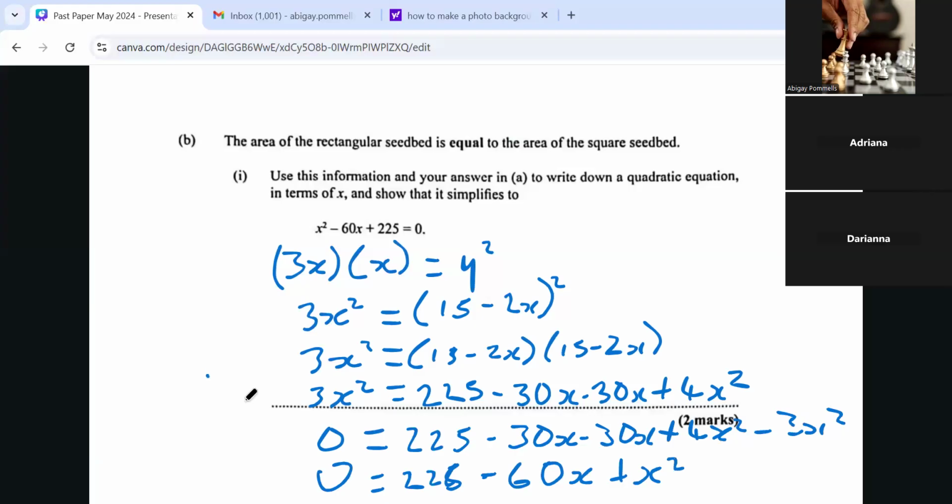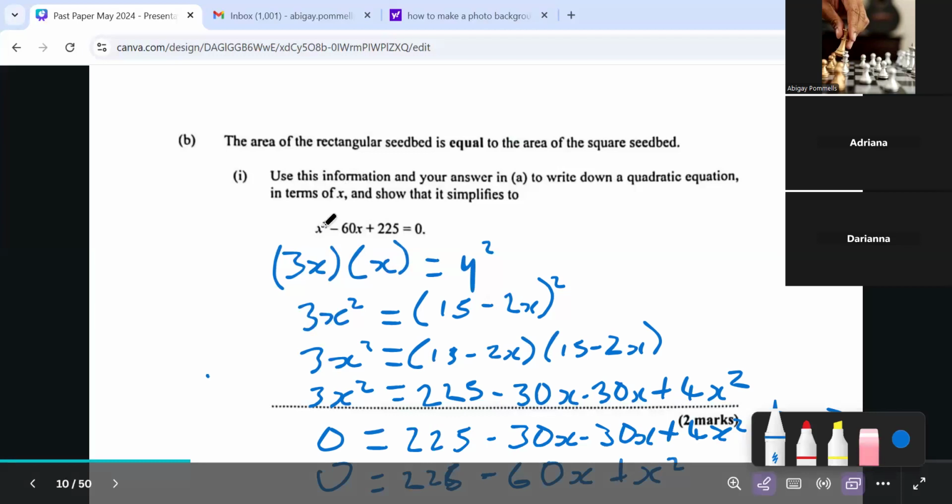So now you can see it's the same thing. Let me rearrange it so it looks the same. Well, you can leave it as it is right there because it is the same. You can still see from here, you have x squared, and down here I have x squared minus 60x plus 225, and everything equal to 0. All right.